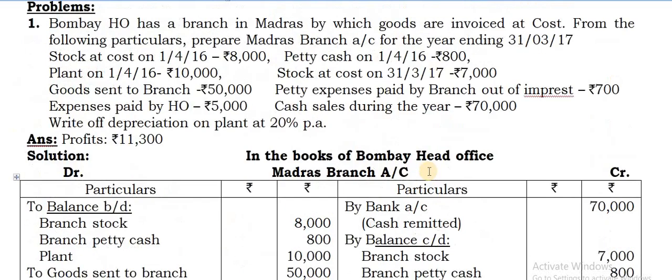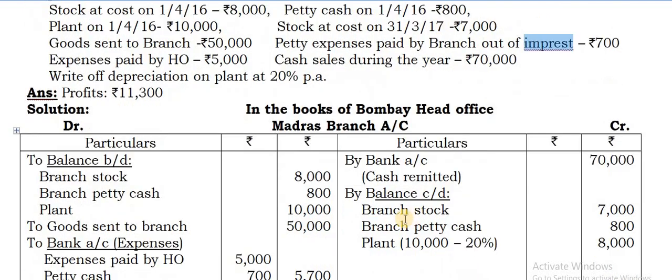What that imprest is: this is a system where the opening and closing values of the petty cash are maintained the same. Otherwise, whatever the amount of expenditure made by the branch will be returned by the head office. That is the meaning. Okay.